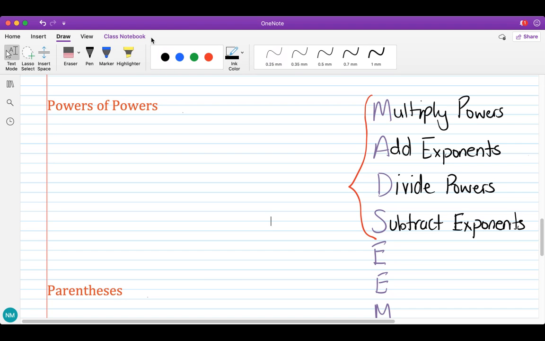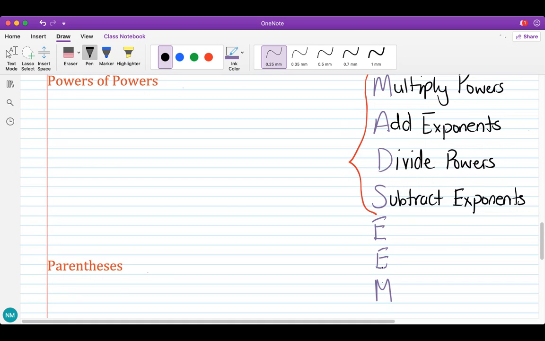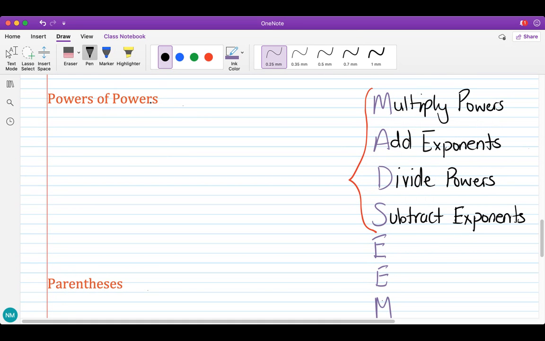Okay, so at this point, we've learned two properties of exponents: when we multiply powers, we add the exponents. When we divide powers, we subtract the exponents. Now, what is next? Powers of powers. So, we're going to talk about what happens when we take a power of a power. Let's look at what this looks like.